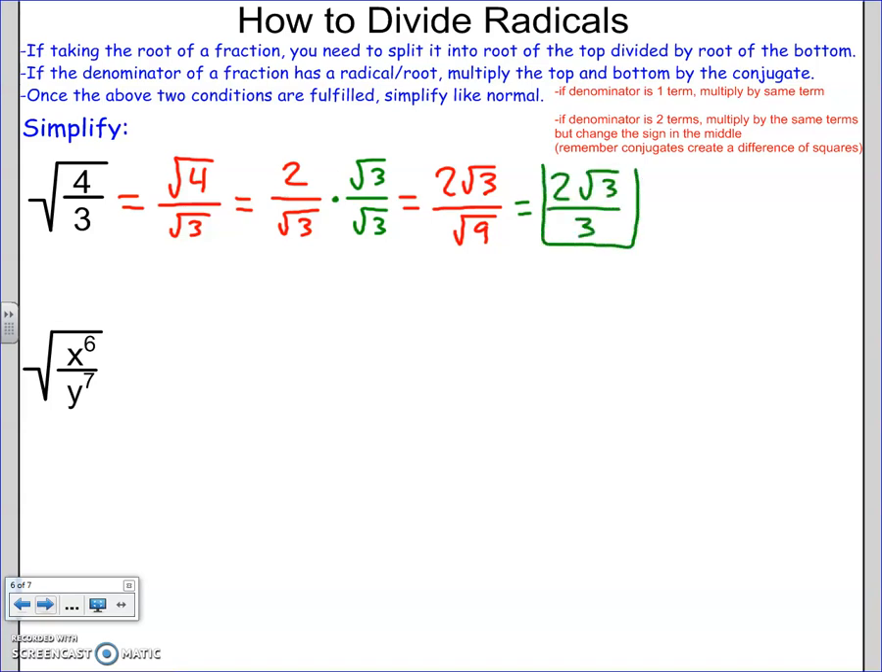So here's a shortcut. If you have a square root times the square root of itself, it's just going to be the inside number. So for example, square root of 5 times square root of 5 is just going to be 5.